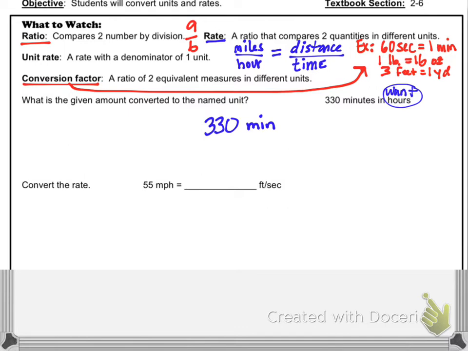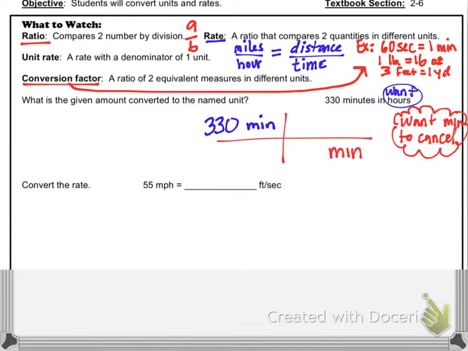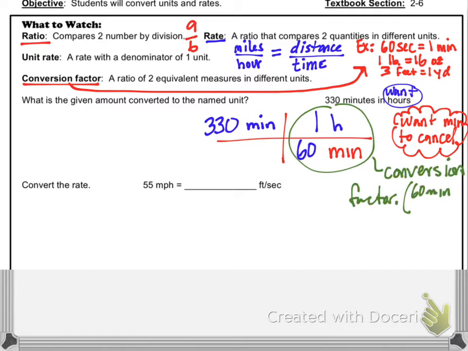We have minutes, we want hours. So we need the units to cancel out. So I want minutes over minutes, so it cancels. So I'm going to have minutes on the bottom. Now, what's a conversion factor that goes from minutes to hours? Well, we can do that directly in one step. We know that 60 minutes equals 1 hour. So then now the units cancel, and then you divide the top by the bottom, we get 5.5 hours.